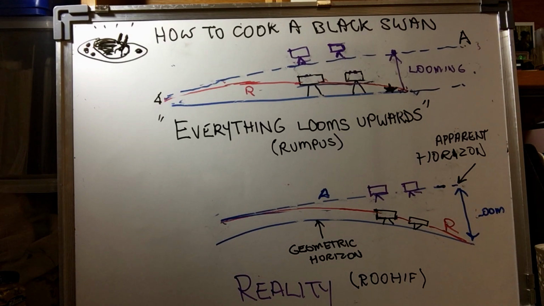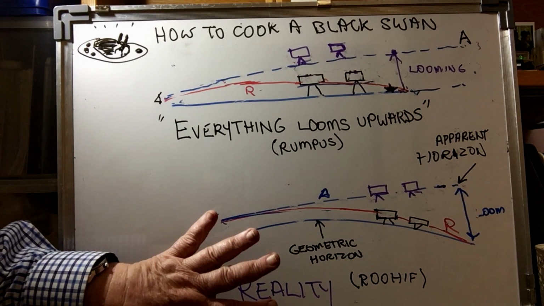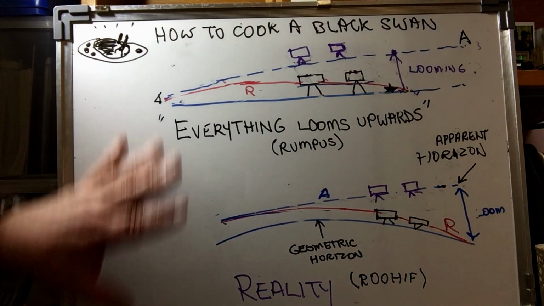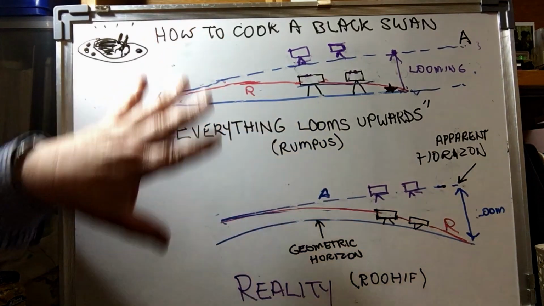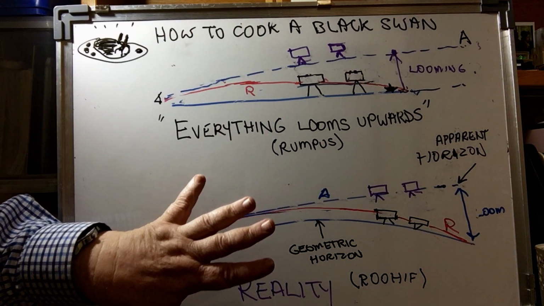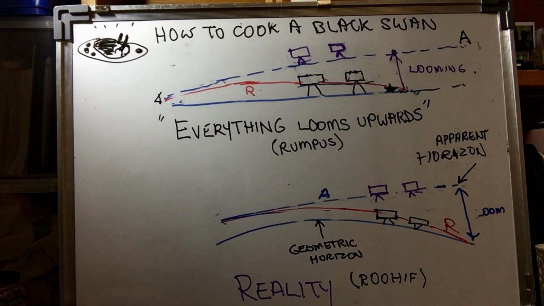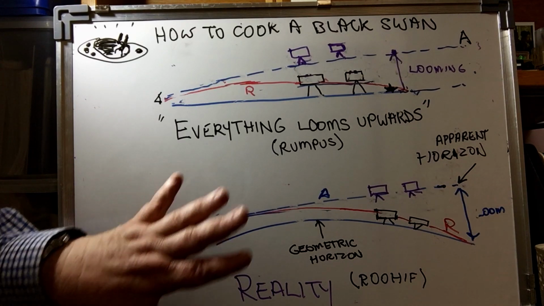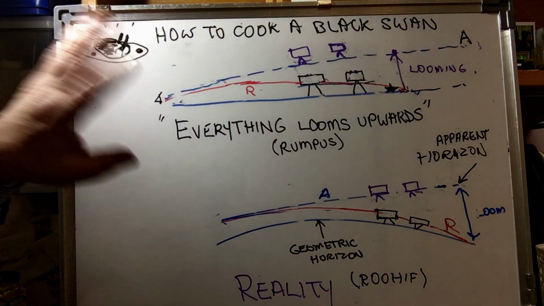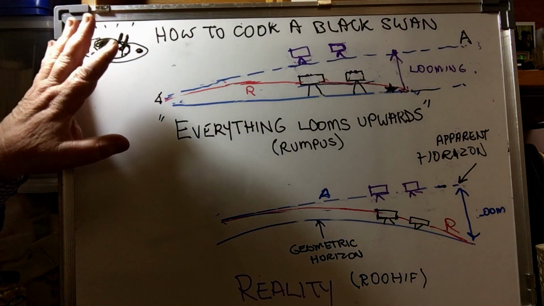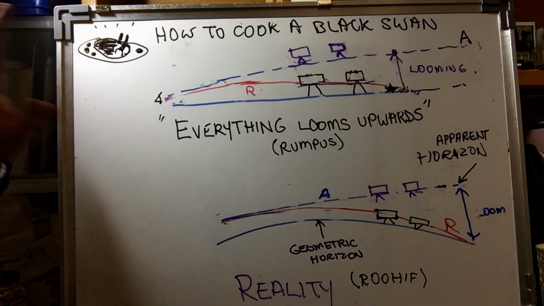Okay, what do we have here? Two different diagrams. This one over here is as if the earth was flat. This one here is the reality, okay? In other words, earth is a sphere. All right, so let's say that the earth was indeed flat. Let's see how this would work.